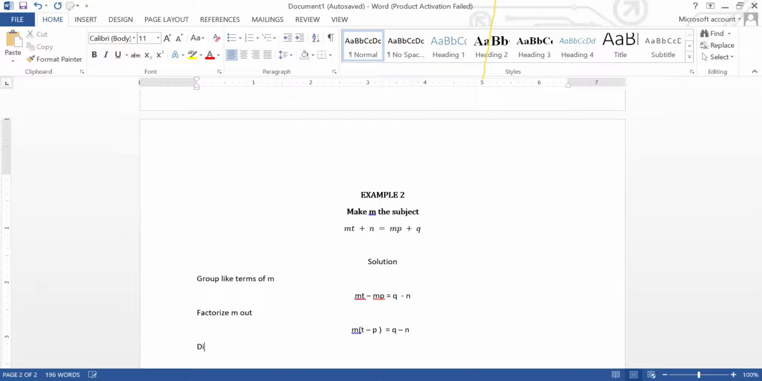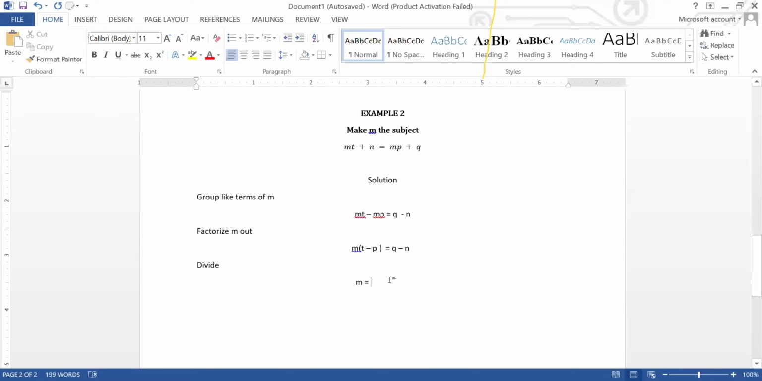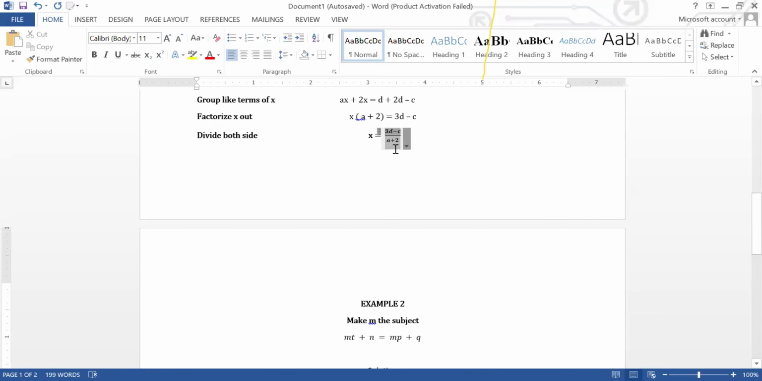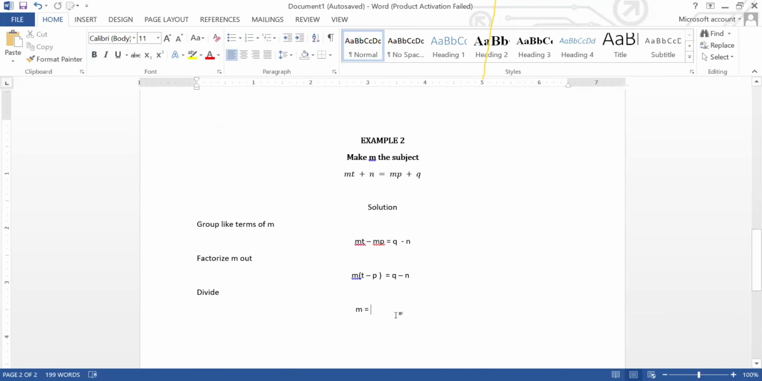Then you divide by the unwanted variable, the one you do not need. So M now becomes equal to a fraction: Q minus N all over T minus P.